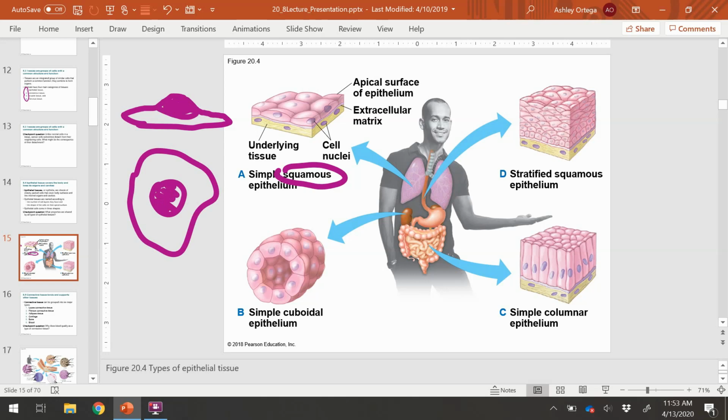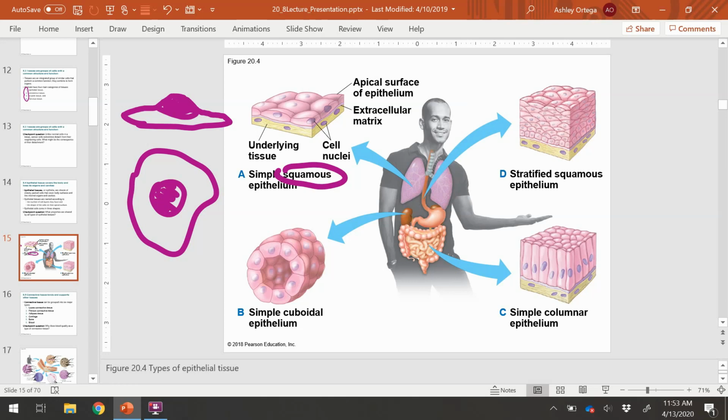Simple squamous epithelium is a flat, tile-like cell, and simple means 1 layer. So there's 1 layer of flat cells there. In this picture, they're found in the lungs, specifically on the branches called alveoli, where gas exchange occurs. That allows for quick dispersal of carbon dioxide and oxygen.